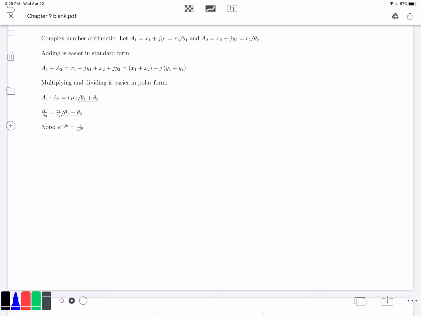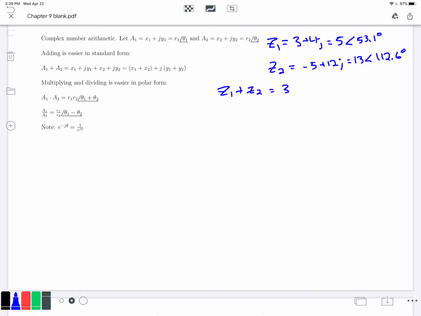Okay, so what we're going to talk about in this slide is how we can add, subtract, multiply, and divide these complex numbers. So we had z1, which was 3 plus 4j, which is also 5 angle 53.1. And then our second complex number was negative 5 plus 12j, which is 13 angle 112.6. Now, if I wanted to add these complex numbers, it is going to be easiest to just add them in their rectangular way.